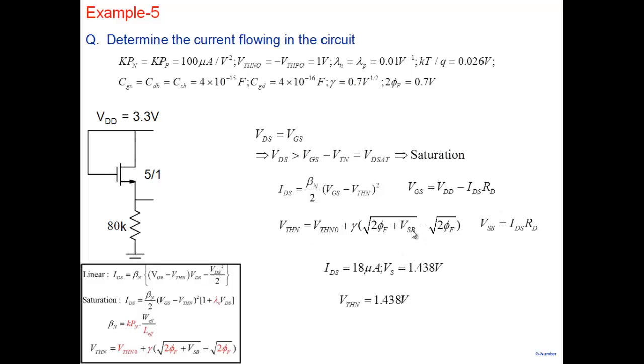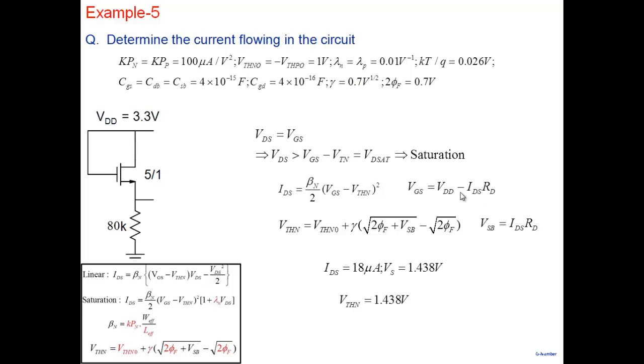To figure this out, you may start by assuming the source to body voltage is 0 and use some value of VTHN, and using these two equations, find out what the current is and what VGS is. Then you'll get the value of the source to body voltage, then update this value here. After 2-3 iterations, you may go ahead and figure out IDS and VTHN, all right?